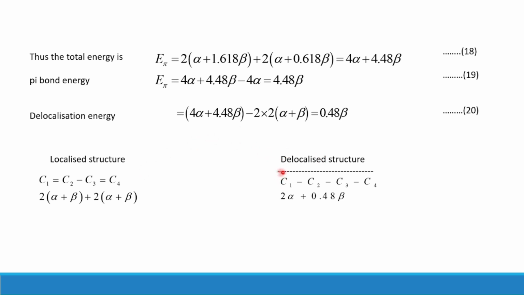Delocalized means the double bond is being distributed among all these carbons, C1, C2, C3, C4. So we cannot localize the double bond between C1 and C2 and between C3 and C4. So it is the delocalized one, and here the energy may be given as 2 alpha plus 0.48 beta.